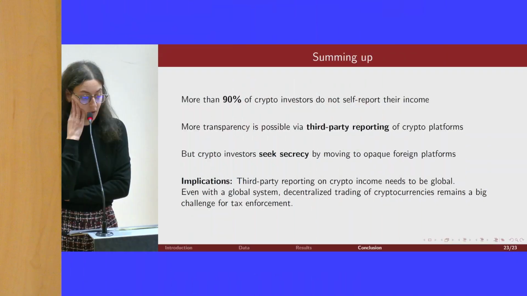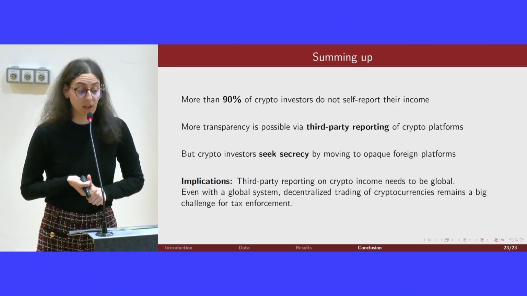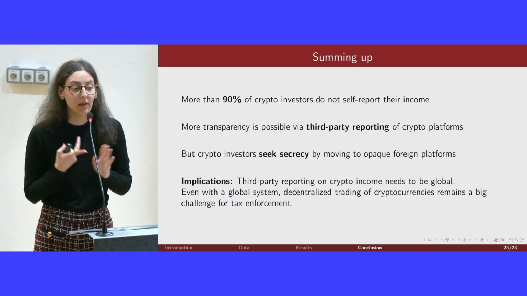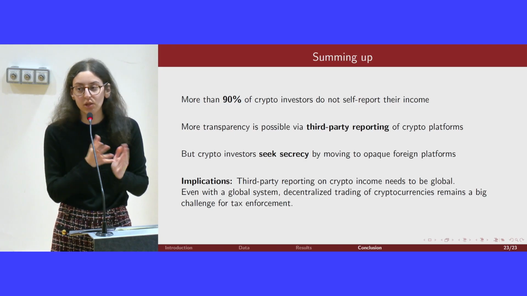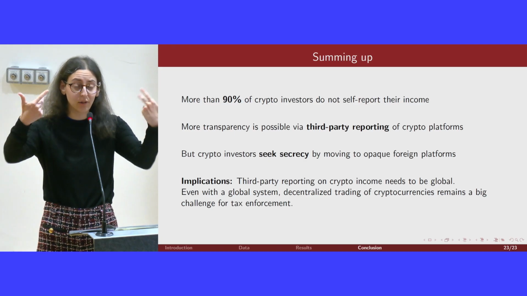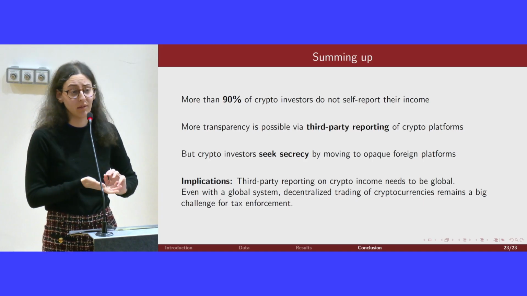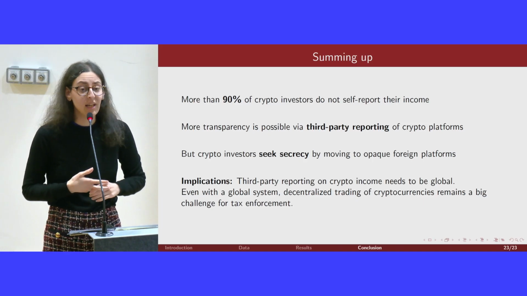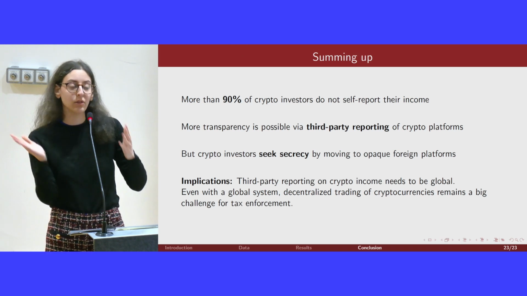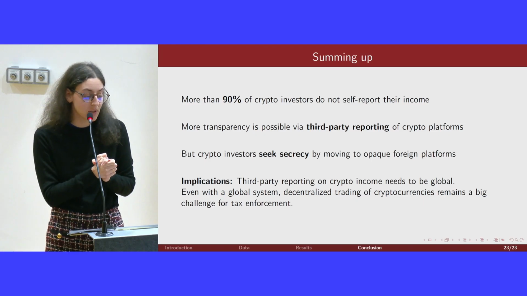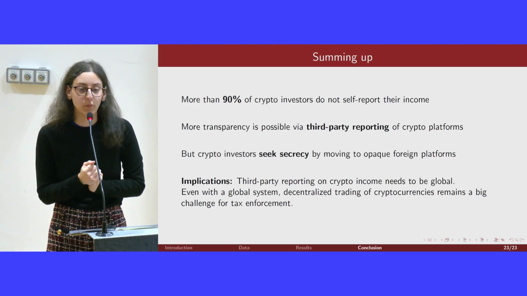So just to sum up, since the time is almost up, more than 90% of the crypto investors do not self-report their income. More transparency via third-party reporting is, of course, needed. But if this third-party reporting is not global, investors can easily shift to other countries. And there is another layer of complexity, even if all countries agree on CARF or on any other transparency measure: centralized versus peer-to-peer crypto. You can solve the centralized crypto part, you can see who the customers are, but not the peer-to-peer part. Thank you so much.